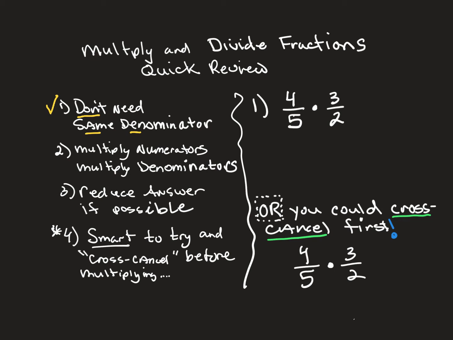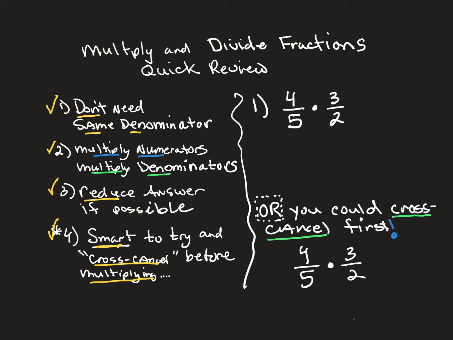When you multiply fractions, it's super easy. You just multiply the numerators and then you multiply the denominators. You just have to make sure that you always reduce your fraction whenever it's possible to reduce. However, it is much smarter to cross cancel first before you multiply straight across in most cases. So that's good to know how to cross cancel because it can save you time.